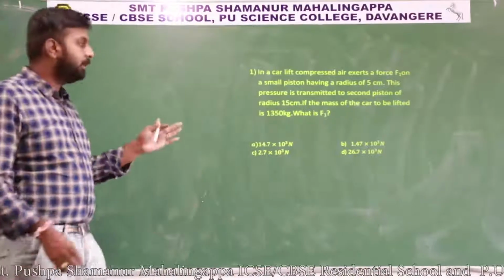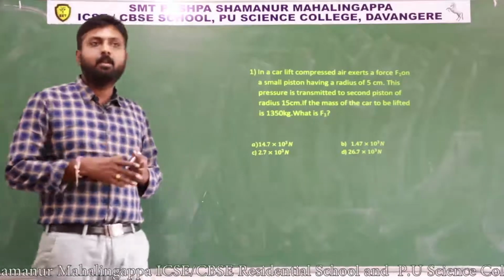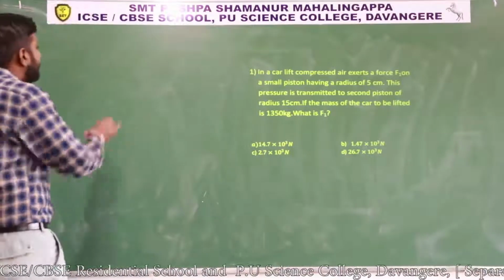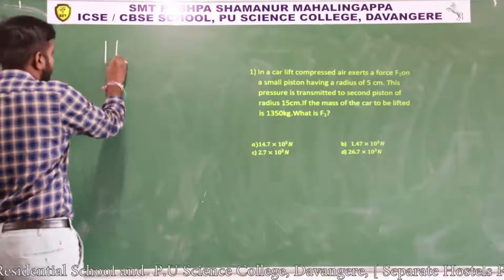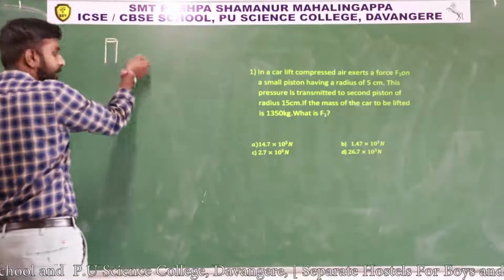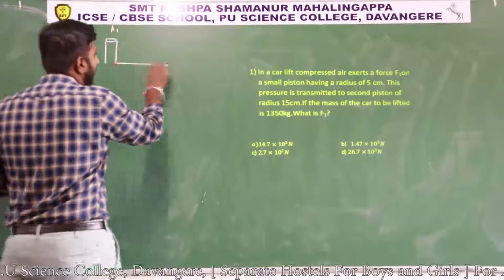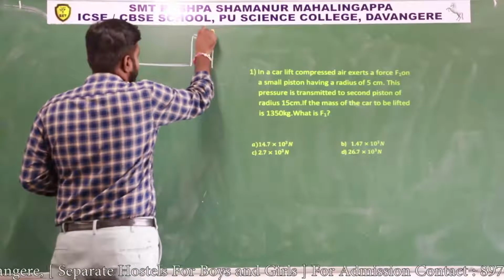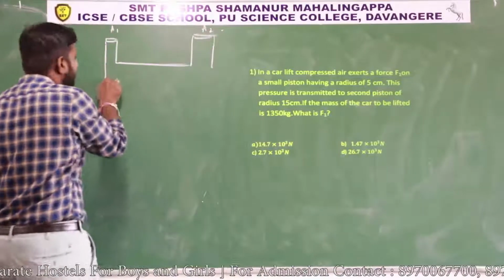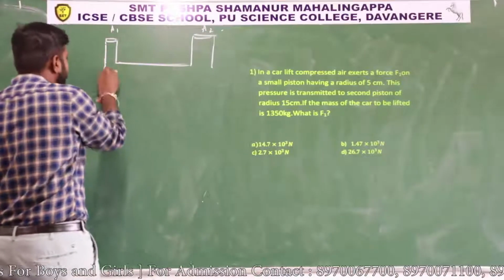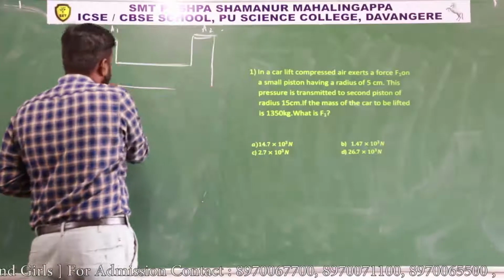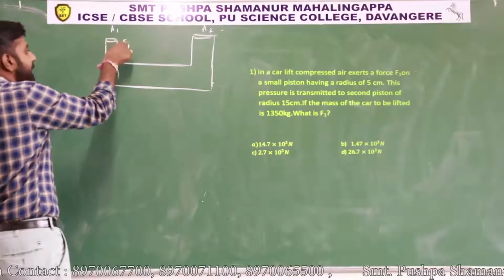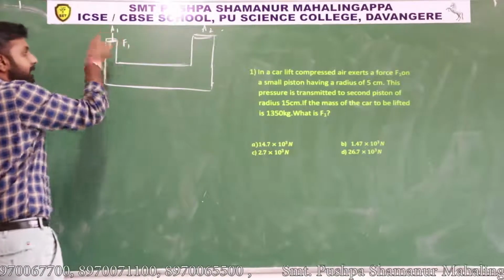In the first problem, which is based on the concept of Pascal's law, we have studied the application hydraulic lift. In that hydraulic lift, this is the area of cross section A1, and here the area of cross section of the second piston, that is A2. In this we have filled an incompressible ideal fluid, right? So the force acting on this piston we are considering as F1.